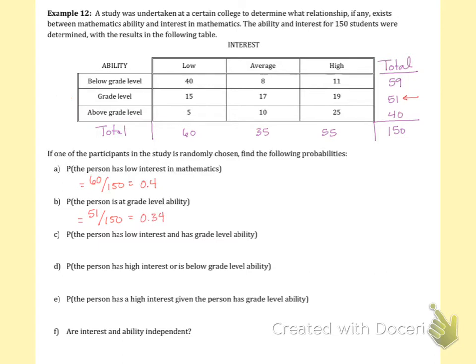For part C, it says, what's the probability that the person has a low interest and grade level ability? So we're looking at low interest and grade level ability. But there's only 15 people that fall into both of these categories. So out of the 150 people, only 15 are both low interest and grade level ability. When we put that into our calculator, we get 0.1.